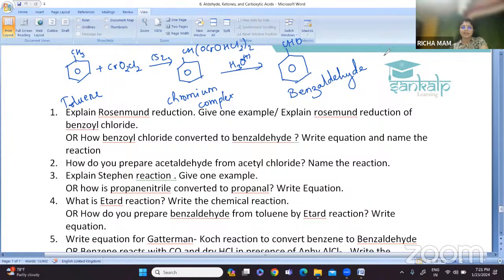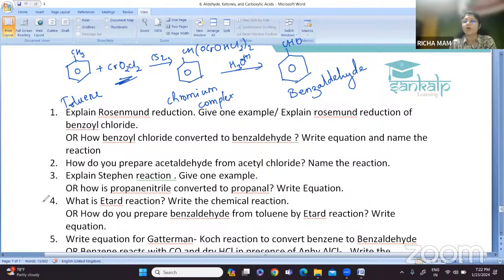So this is the Etard reaction. What is happening in the Etard reaction? Toluene is converted into benzaldehyde, so it is undergoing an oxidation reaction with chromyl chloride. Toluene in the presence of chromyl chloride gives you a chromium complex, which undergoes acid hydrolysis to give you benzaldehyde.